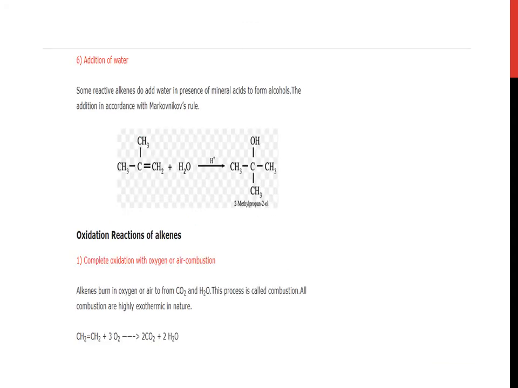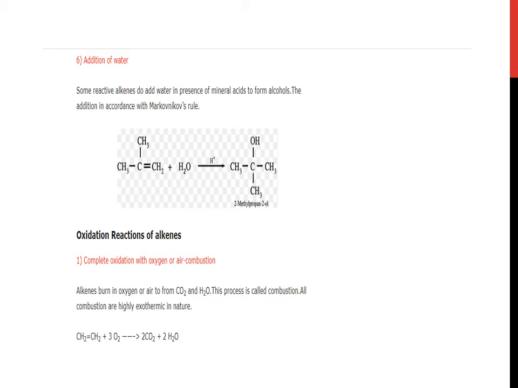Addition of water. Some reactive alkenes do add water in presence of mineral acids to form alcohols. It also takes place according to Markovnikov's rule. CH3C(CH3)=CH2. It's a case of substituted alkene. When water is added in presence of acid, there is addition of one OH and the other H adds to the double bond. It means a single bond is obtained.